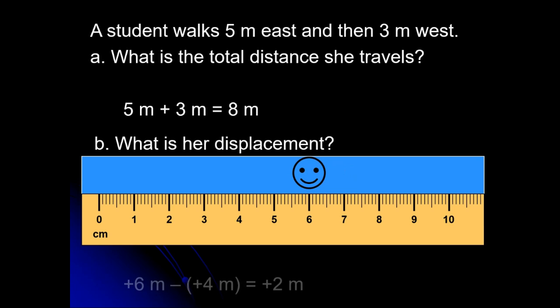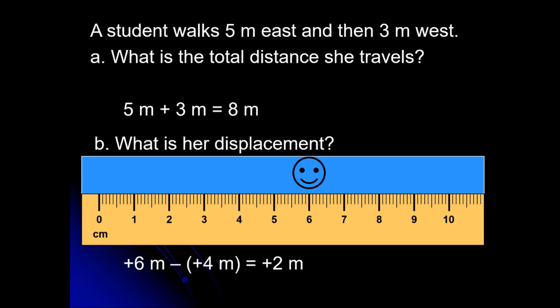So where did you start her? She started at 4 meters, if you can remember that. So our initial position would be 4 meters. Our final position is 6 meters. And so we're going to take our final minus initial, 6 minus 4, and she has a displacement of a +2 meters. So she ended up 2 meters to the right of where she started.